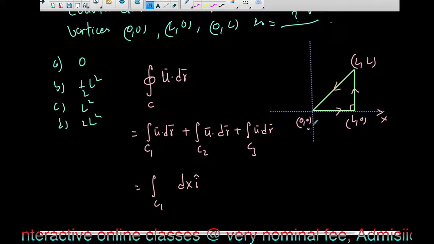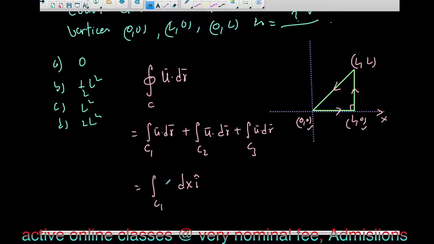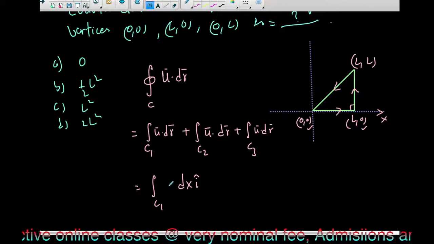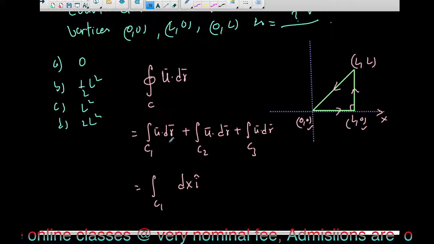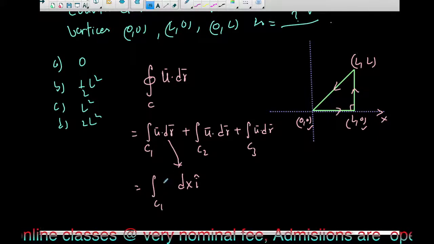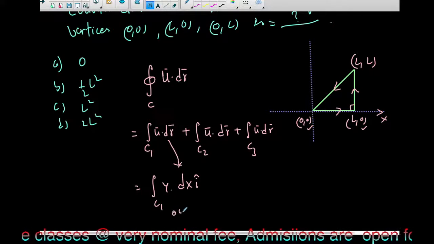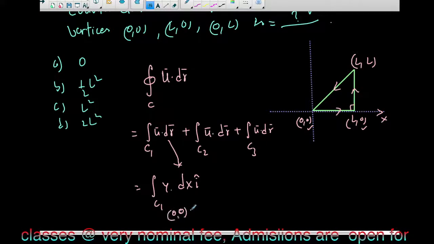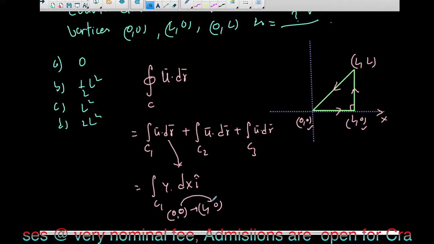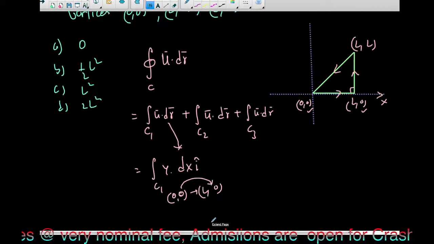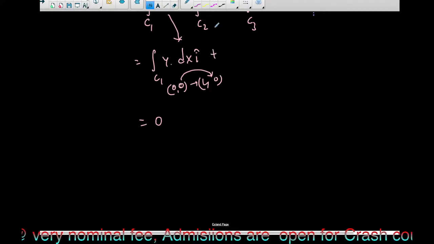But minus y from (0, 0) to (L, 0): y is the y coordinate, which is 0 and 0, so the result will be 0. This is the reason I am directly writing this as 0. Hope you are getting it. So dr will become this one, it is minus y dx, and y is 0 as we go from (0, 0) to (L, 0). So the result will be 0 finally. So the answer here is 0.